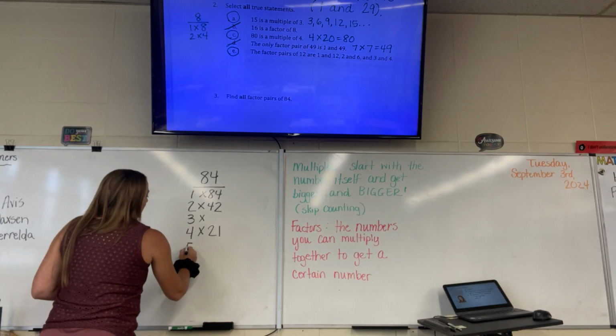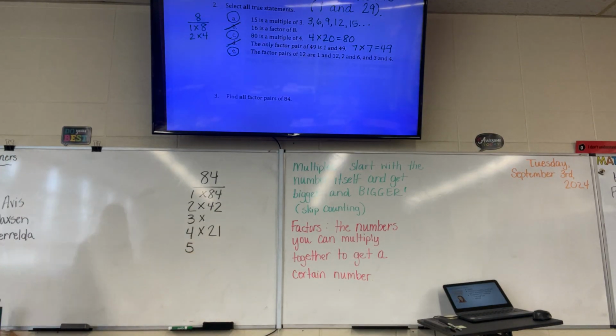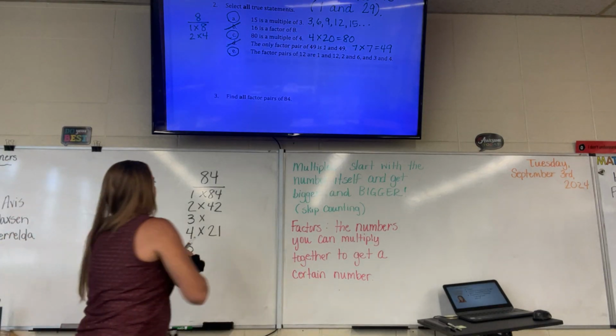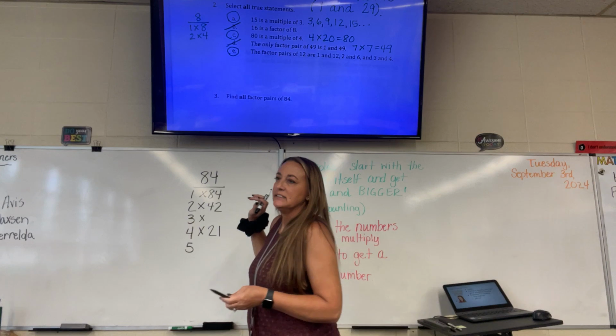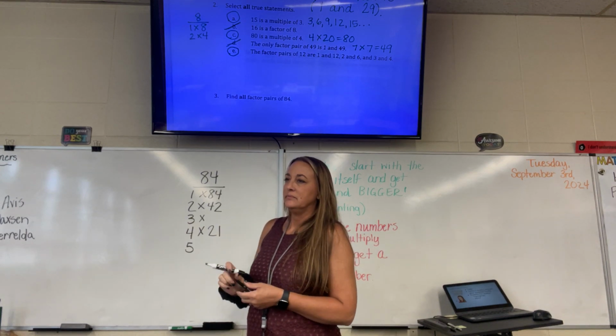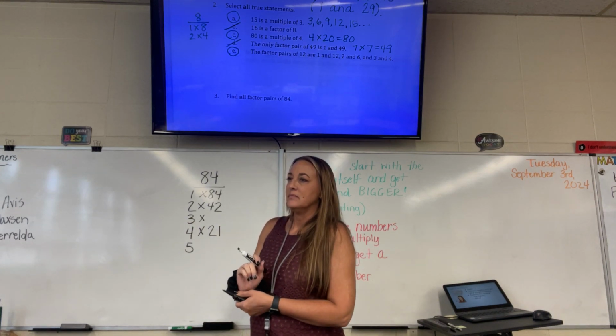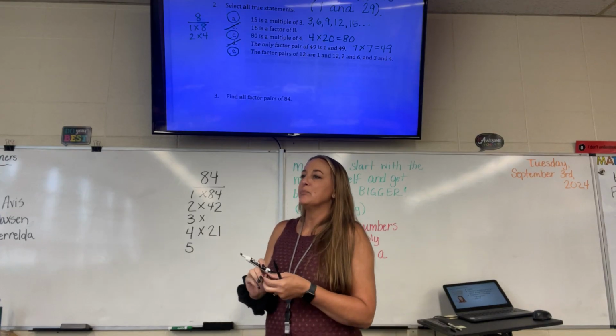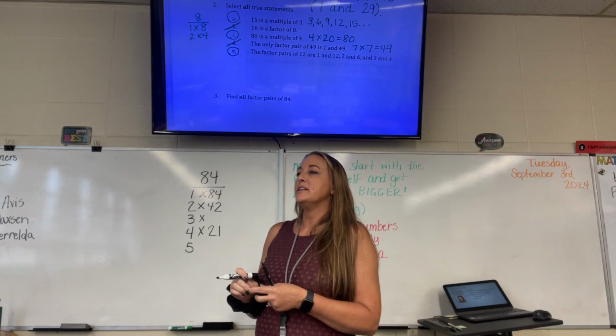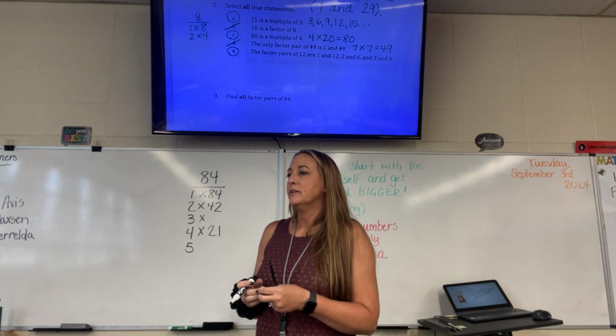84. Can 84 be divided by 5? Nope. How do you know, Jackson? Because 84 is an even number and 5 is an odd number, because there's a 4 in 84, so it'd be even. So what if it were divisible by 5? What would it need to have in the ones place? It'd have to have a 85 or something like that. Look at your 5 row of your multiplication table. What's in the ones place of all those numbers?